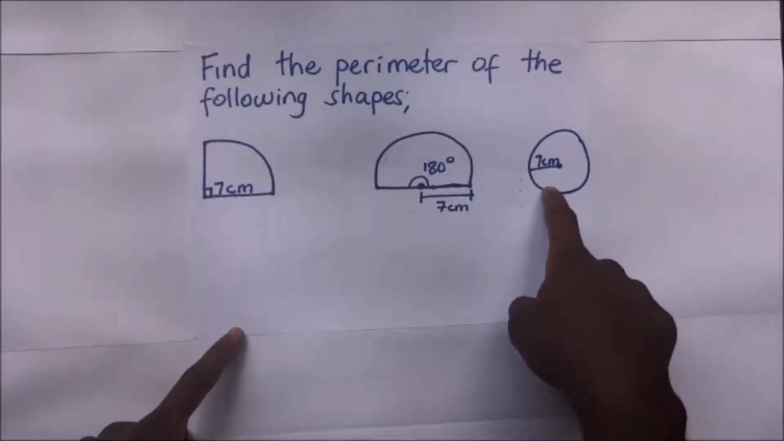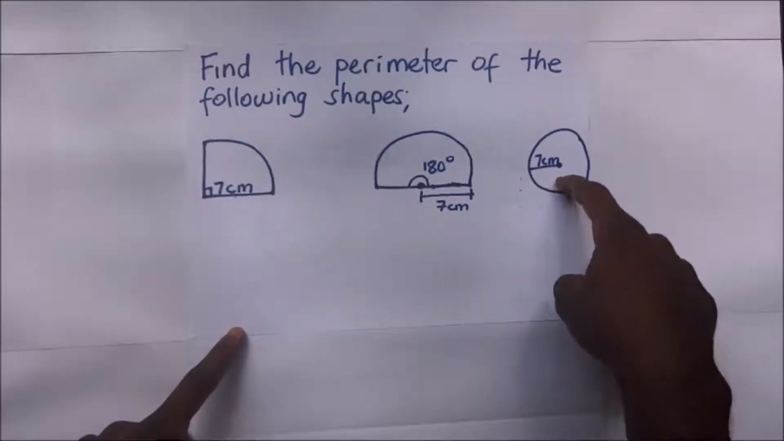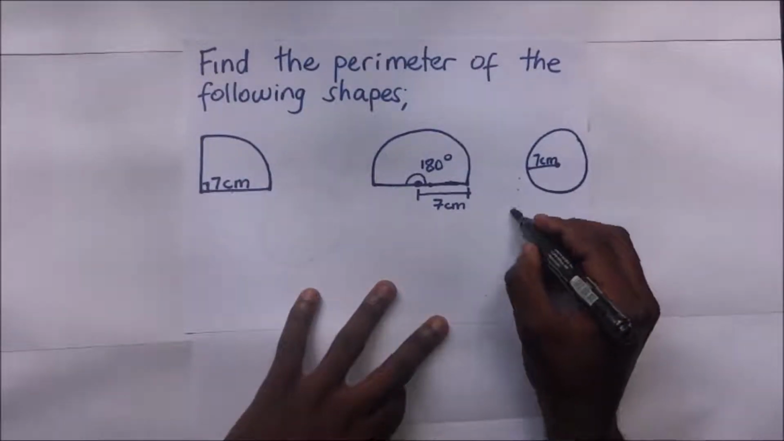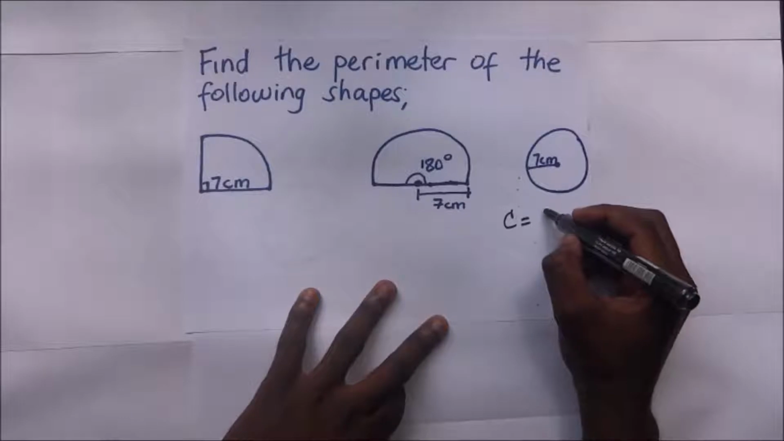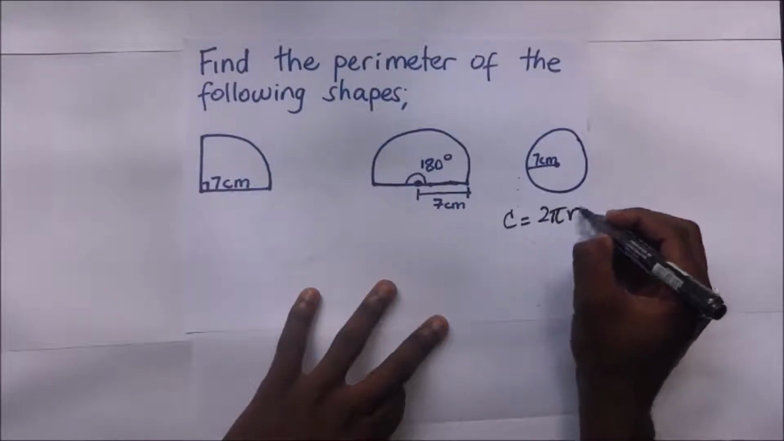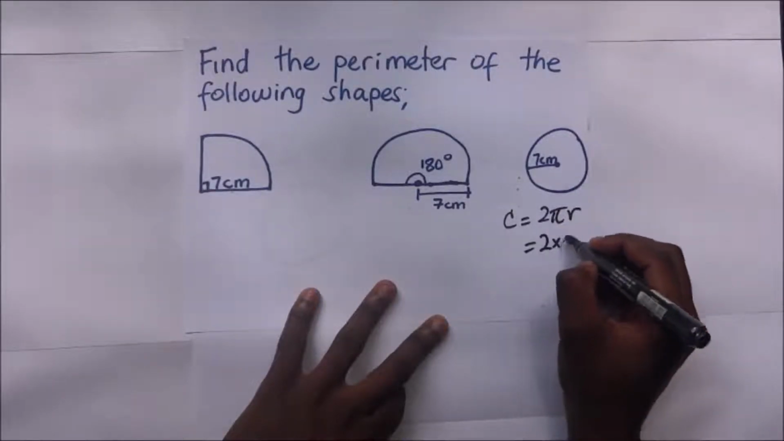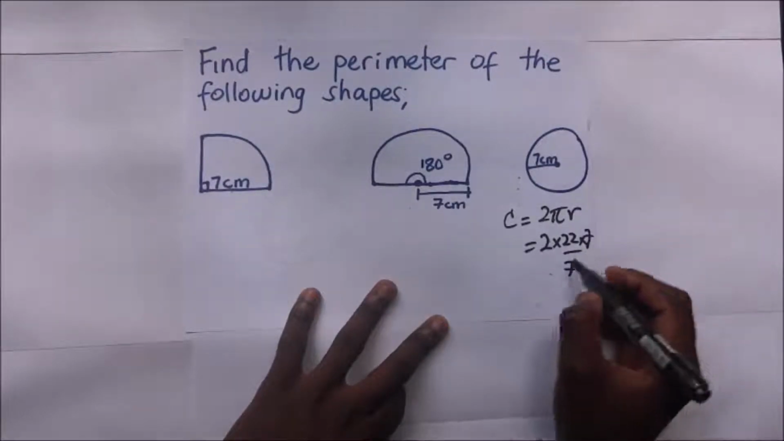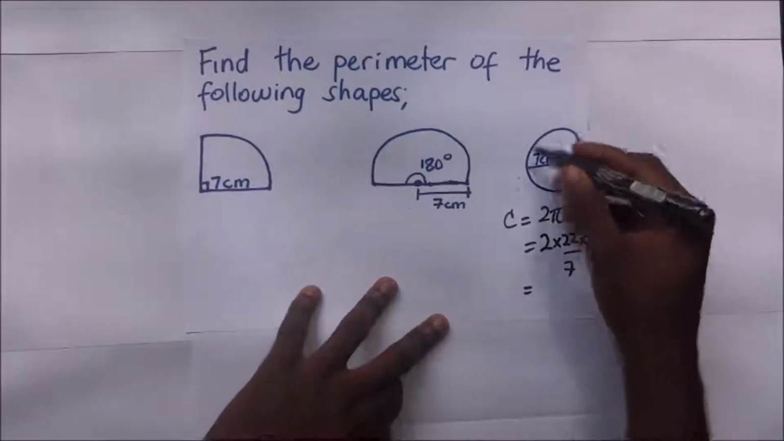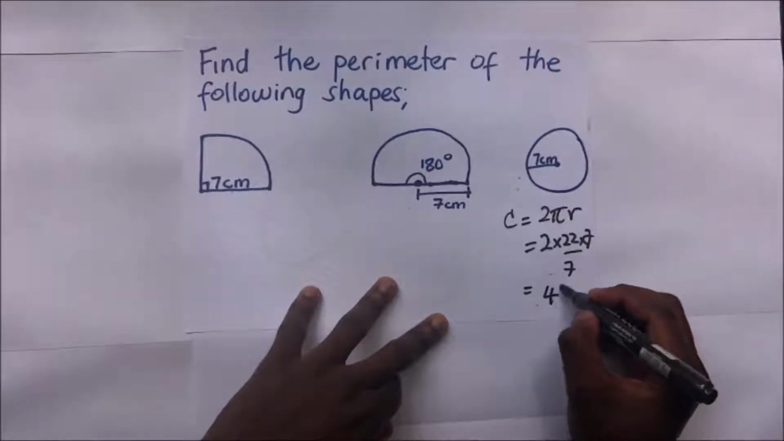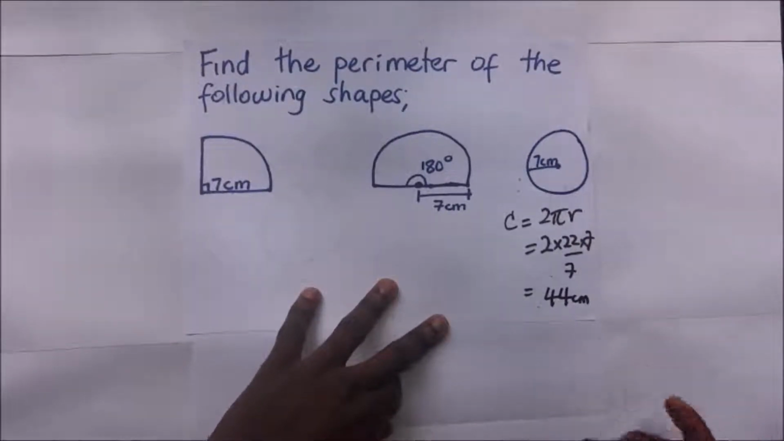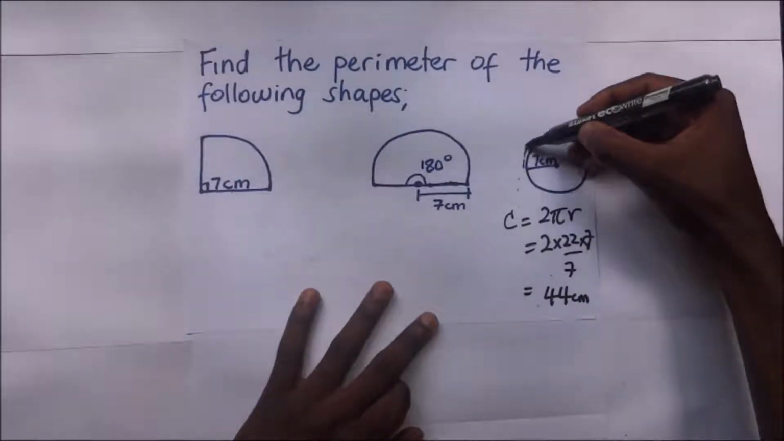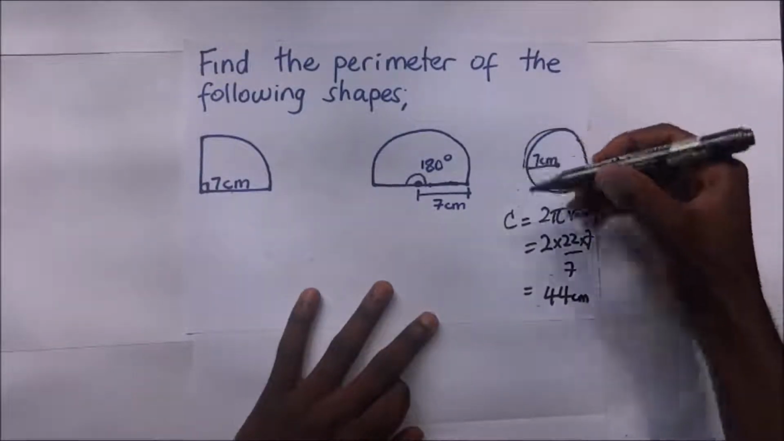Let's look at this one. This is a full circle. For me to find the perimeter of this circle, I'll say circumference of this is going to be equal to 2 pi r, which is going to be 2 times 22/7 times the radius, which is 7. And the perimeter here is 44 centimeters. And so it means that this 44 centimeters is the distance moved around the whole circle, or the curved part of the circle.